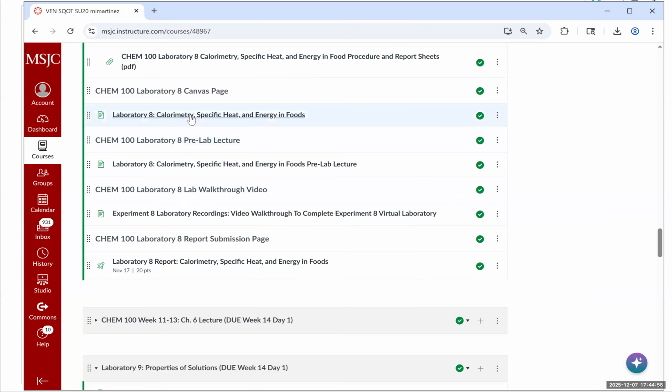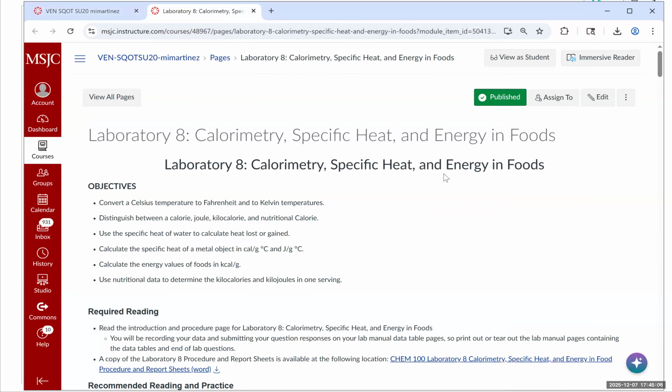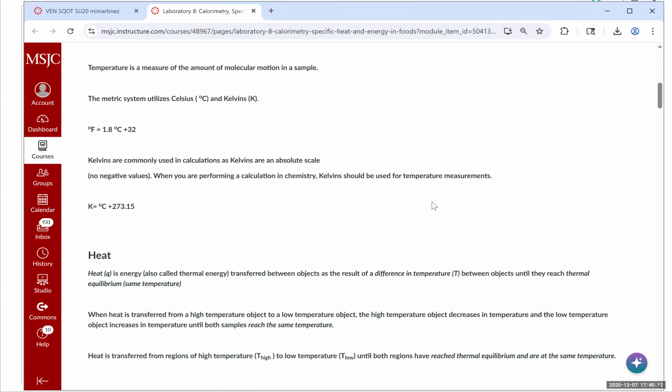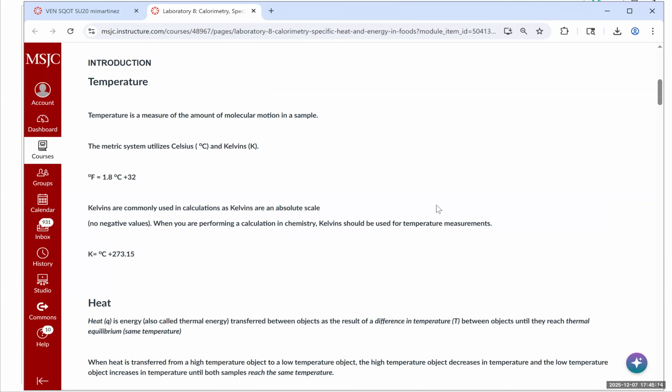The next thing I'd like to draw your attention to is the Laboratory 8 Canvas page titled Laboratory 8 Calorimetry, Specific Heat, and Energy in Foods. This lab page contains a lot of useful background information in the introduction section. I would encourage you to read the introduction section in order to become familiar with the background for today's laboratory.